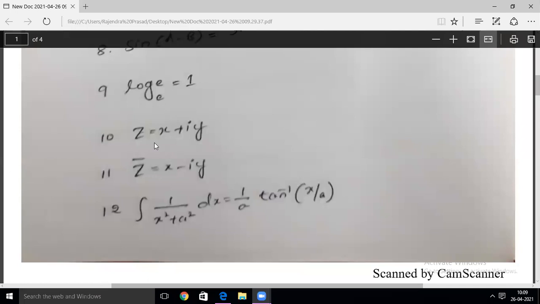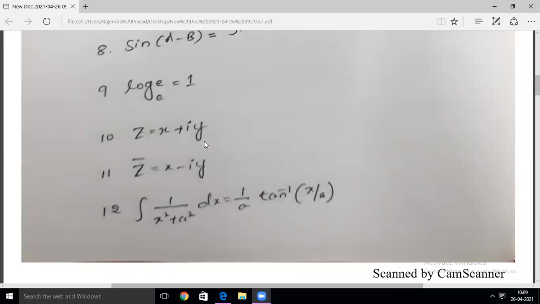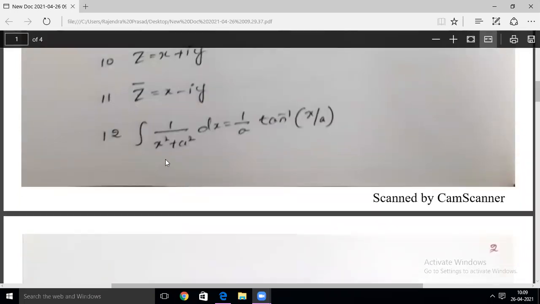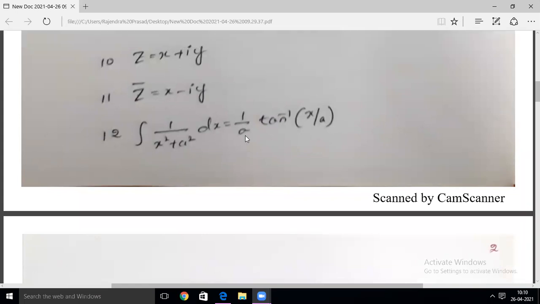So z is equal to x plus iy, a complex number, and z bar, that is x minus iy, is its conjugate. Z bar is equal to x minus iy. So integration of 1 upon x square plus a square into dx is equal to 1 by a into tan inverse of x by a.